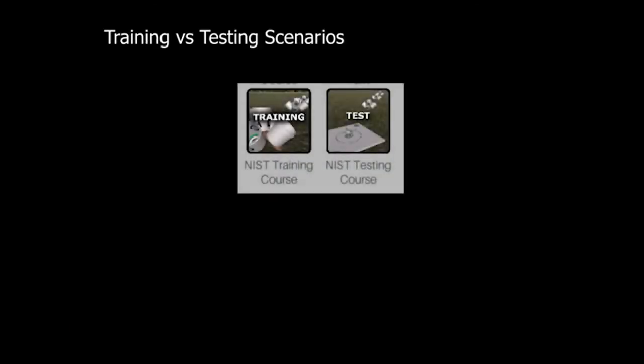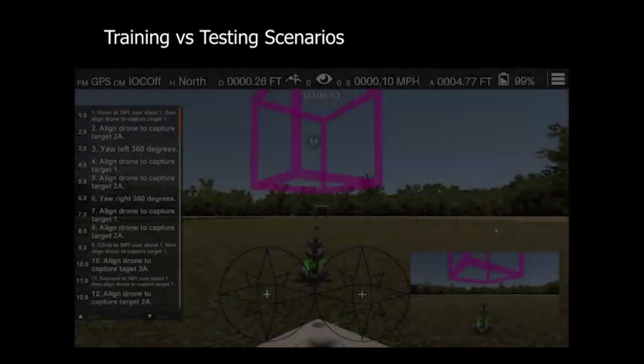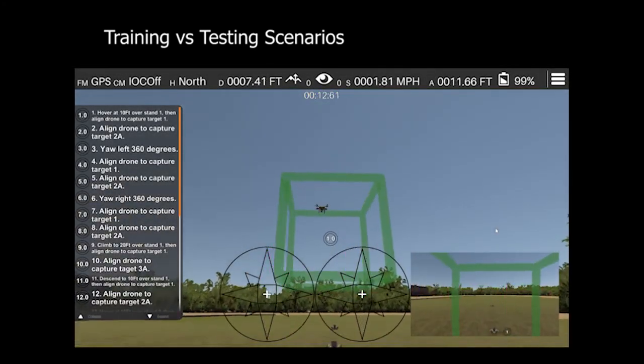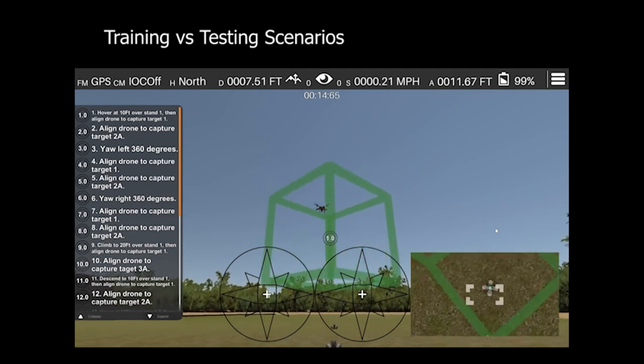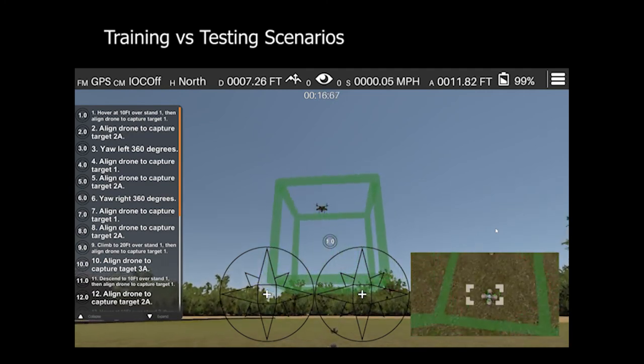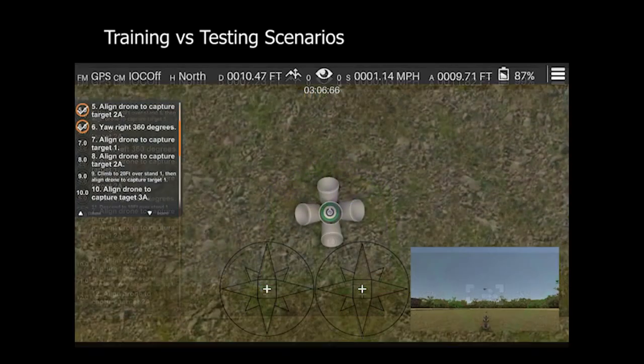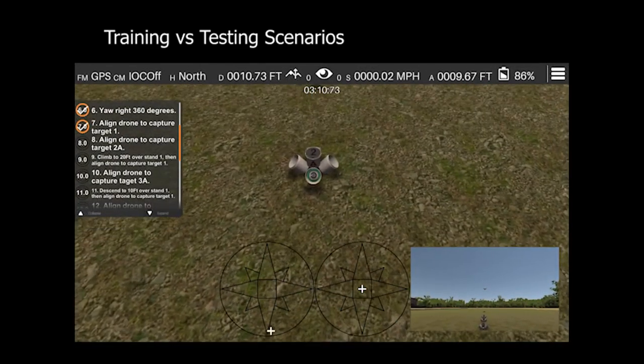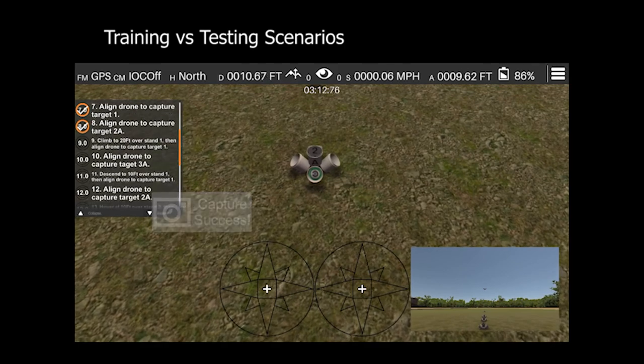The Zephyr simulation has a NIST training course and a NIST testing course. The training course has extra visual aids to ensure you learn the proper procedure. We strongly encourage you to become familiar with the NIST training course first before progressing to the NIST testing course. The NIST testing course removes most of the visual guides, but still offers visual and auditory instructions to complete the test.